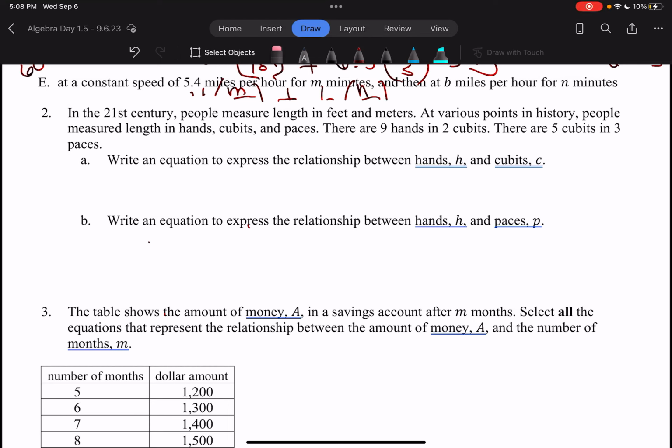Welcome back for homework 1.5 part B. Sorry about that. My iPad needed to charge. So here we are again with part B.